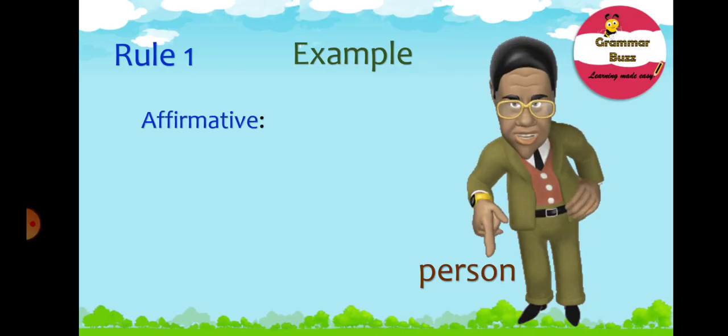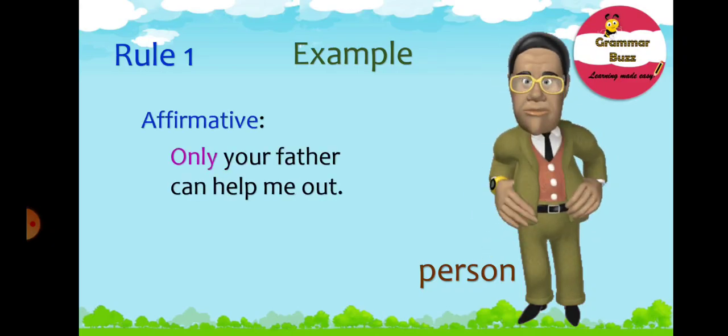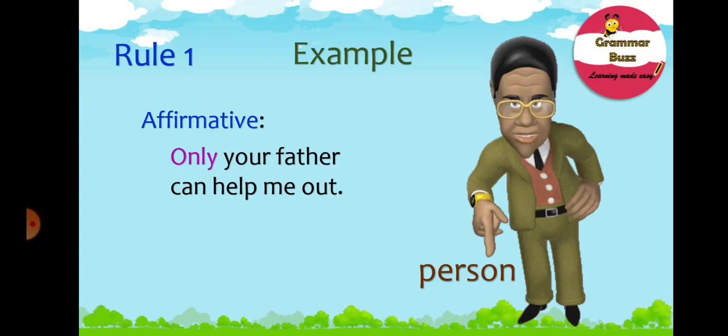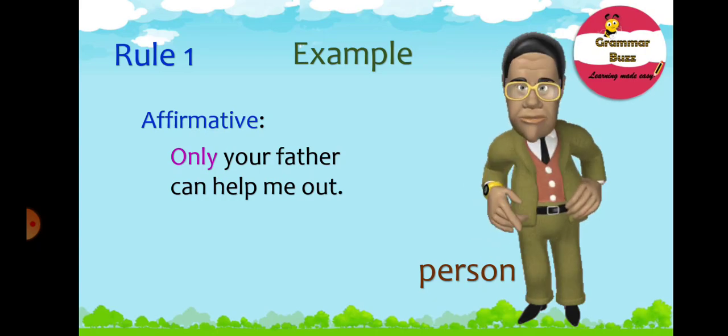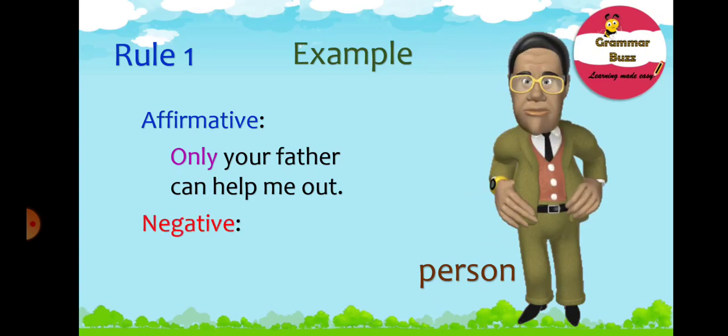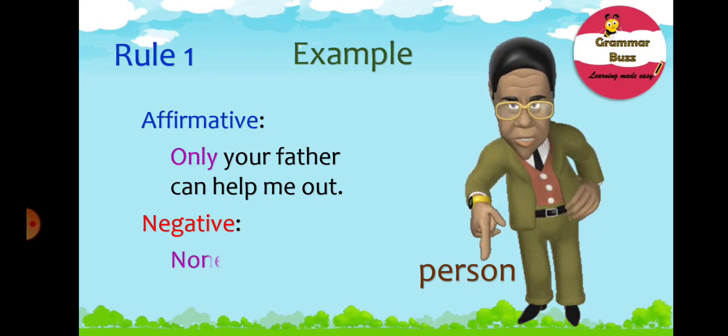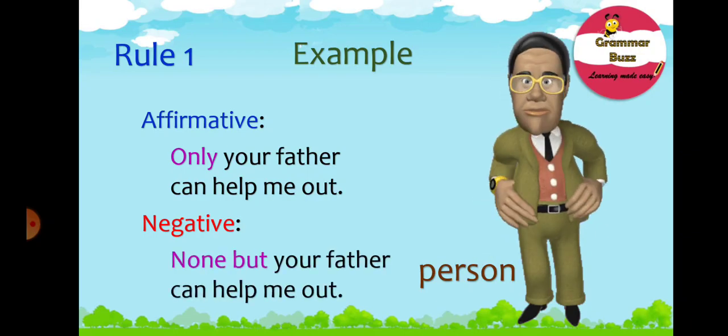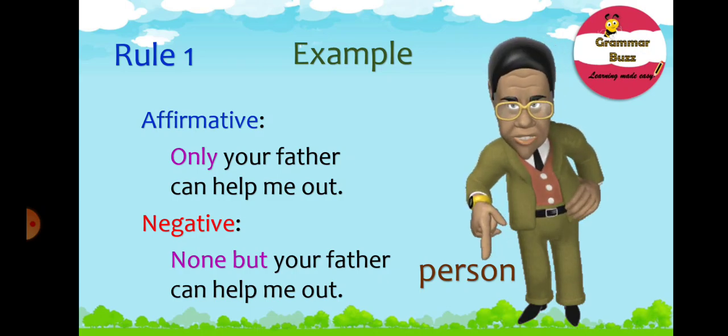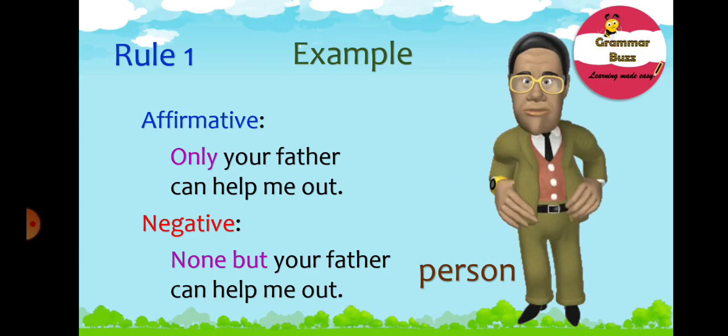Example: only your father can help me out. Take note, father is a person. While converting this affirmative to negative, it becomes none but your father can help me out. Take note, none but is used in case of a person.